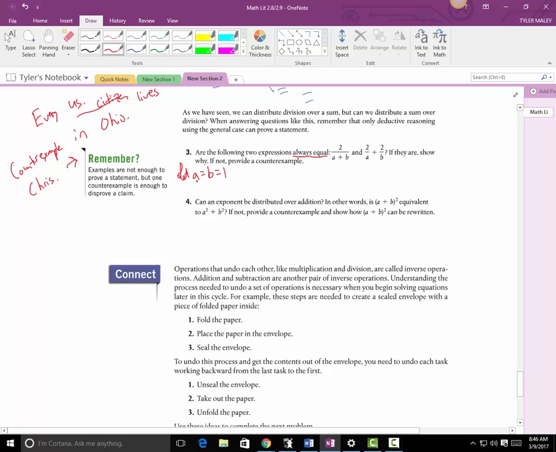If I plug in a value for a and b, and it turns out that these two things are equal to one another, then I need to find something else, because that's not a counterexample. A counterexample is where we found an example that disproves it, makes it false. So we need to find our counterexample, if you will.